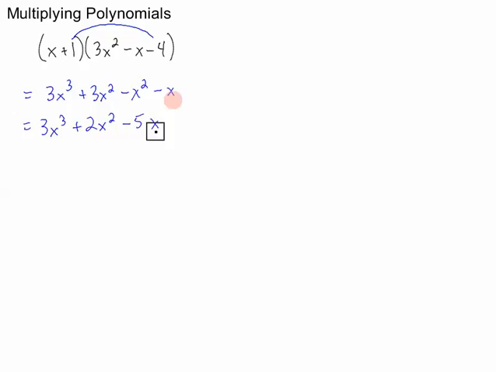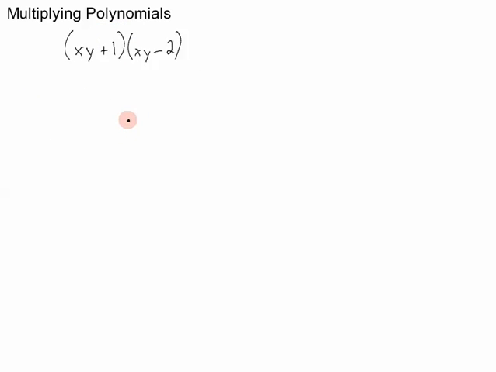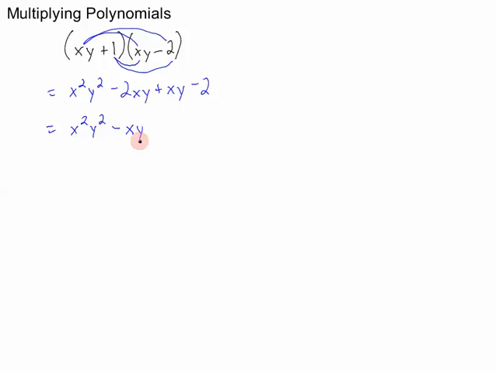Let's look at multiple variables now. A little bit harder here, but you can still multiply every term by every other term. So xy times xy is x squared y squared. Xy times negative 2 is negative 2xy. 1 times xy is positive xy, and 1 times negative 2 is negative 2. We end up with x squared y squared, negative 2xy plus 1xy is negative 1xy, minus 2. And that's what we get.